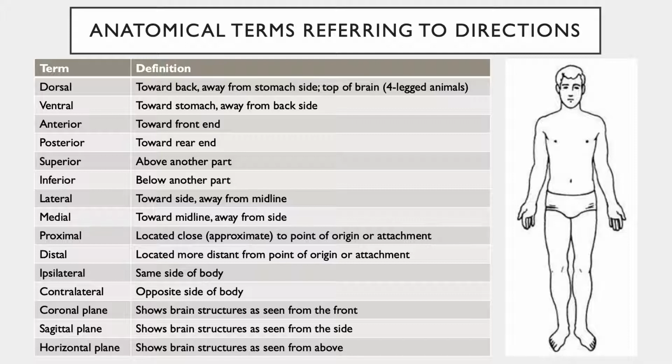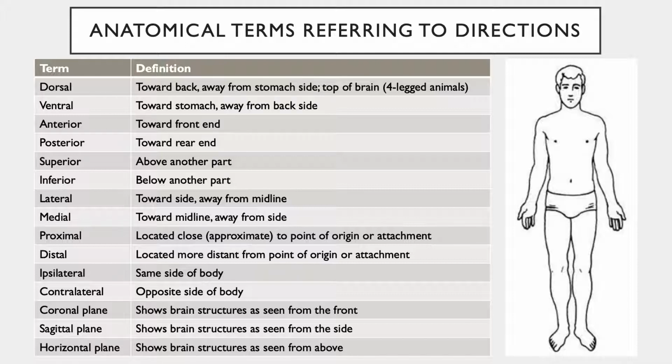Ipsilateral versus contralateral. Ipsilateral means same side of the body. So ipsilateral would refer to your right arm and your right leg. Contralateral means opposite side of the body. Most of the functions of the central nervous system are contralateral in nature. That is, what happens on the right side of the body is generally governed by the left side of the brain and vice versa.